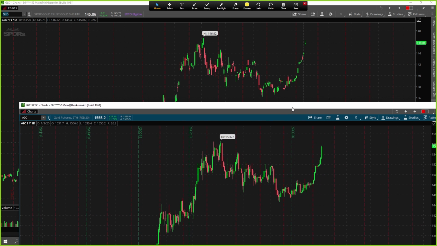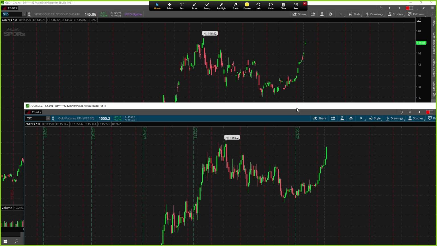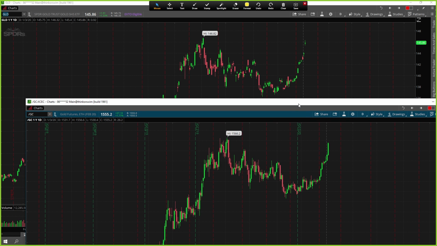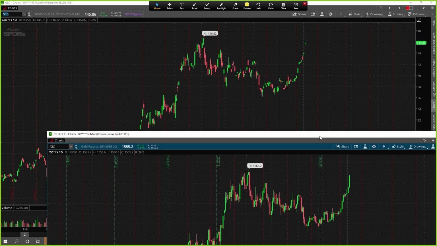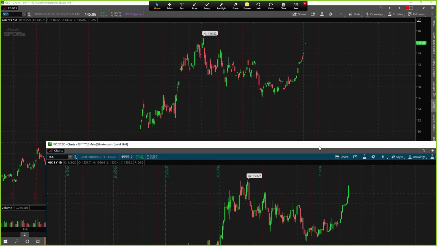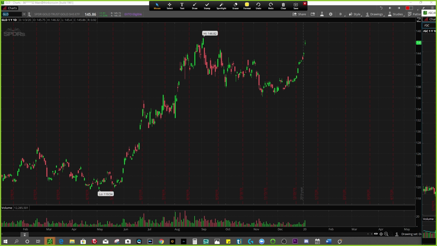These are the gold futures on a 1-year time frame. The most popular gold ETF looks like that. Again, not perfectly identical, but pretty much identical. So again, gold futures look like that. Spider Gold ETF looks like that. Not exactly the same, but very similar.